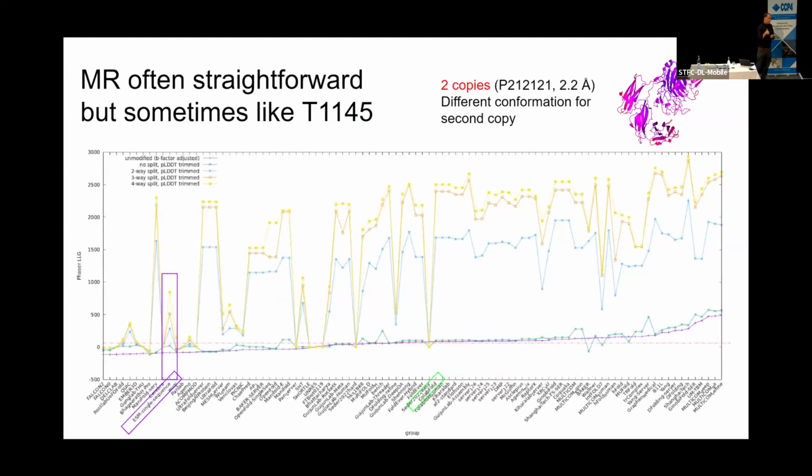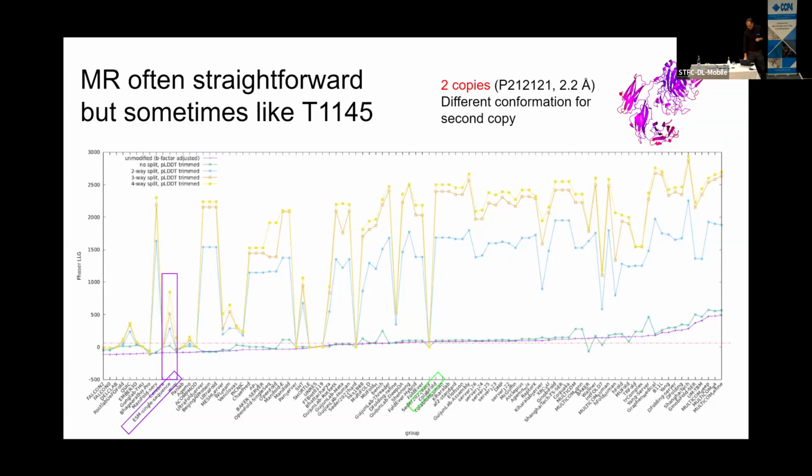Often the MR is really straightforward, but sometimes you need to work a bit harder at it, and that's what I'm showing here with some of Ronan's data. This dotted line is the threshold LLG of 60. And what this is showing is that for about half of the predictions, even trimming off the low quality parts, you don't get above that threshold because the models have inaccuracies. This is quite a challenging case where you've got two copies of a multi-domain protein, and essentially the message is that you need to take that protein apart into separate domains in order to solve the molecular replacement.